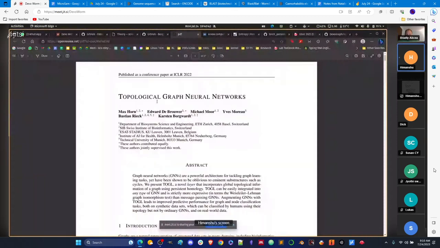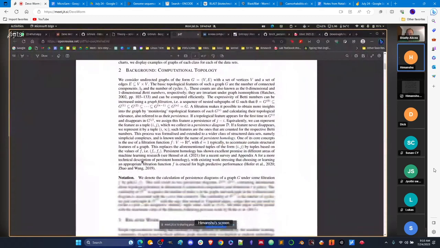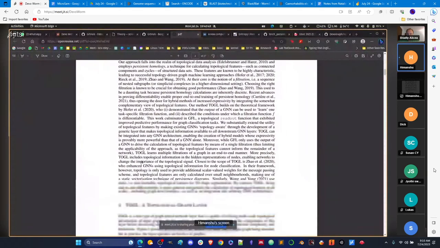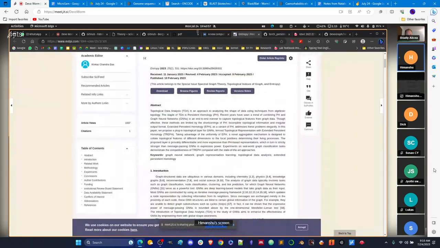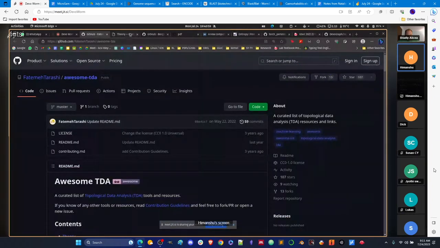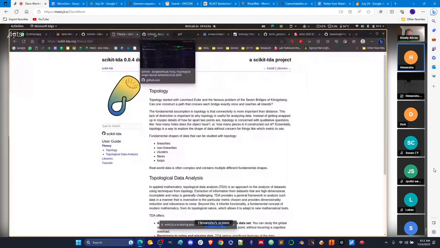This paper applies topological data analysis on vanilla GNNs. I'll send this paper as well, and I also found a different paper on GNNs, which was released this year. I'll read on that, and if it's useful, I'll send that as well on the Slack channel. All right, that sounds great.